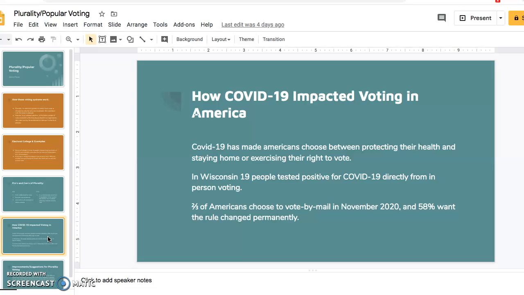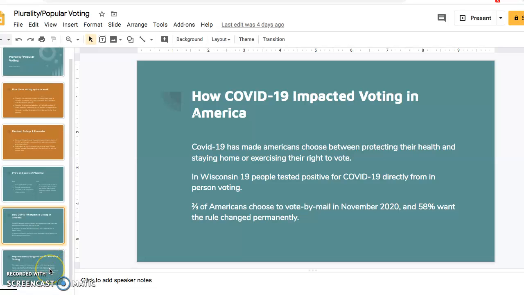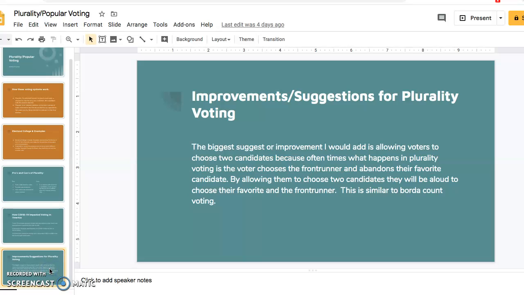I personally think that it's a good idea for now, but I don't think it should be changed forever. Because I don't think COVID-19 is gonna last forever, so it would just be pointless to completely change it forever. I think. Improvements slash suggestions for plurality voting.